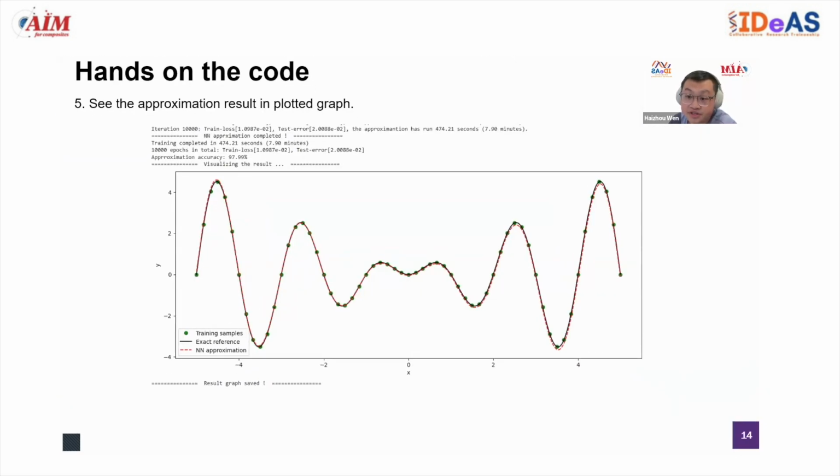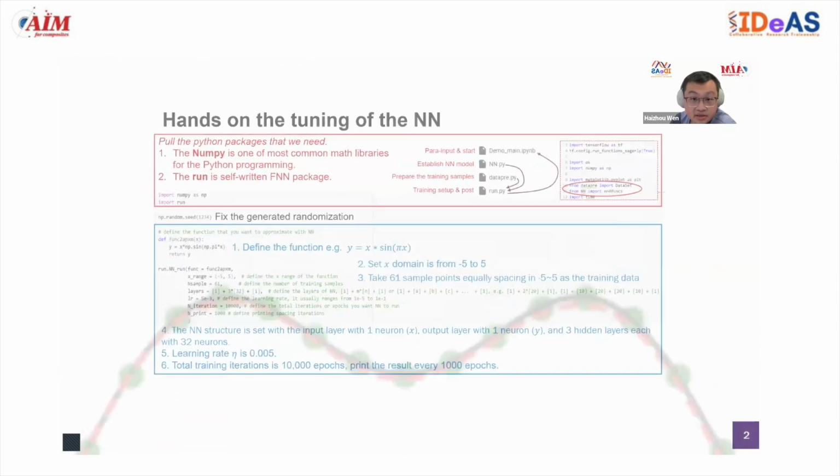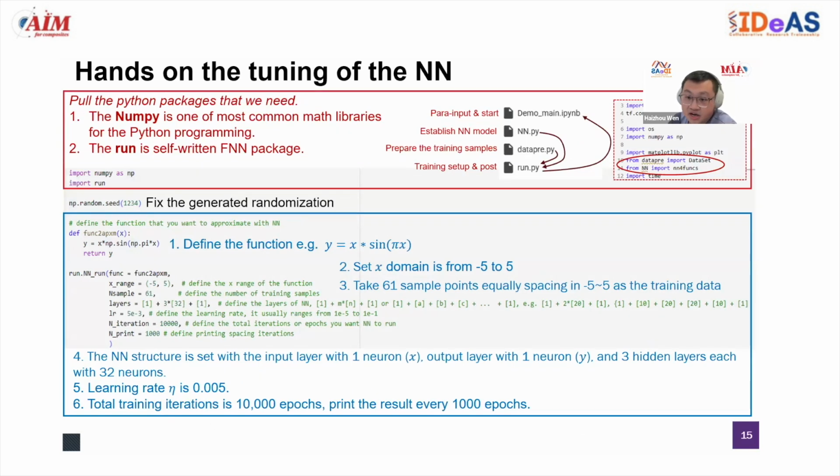When you finish the training, there should be a result graph as output, and the total training time on Colab will vary from 5 minutes to 10 minutes. And those are the instructions to run the approximation. So let's just look at the code.